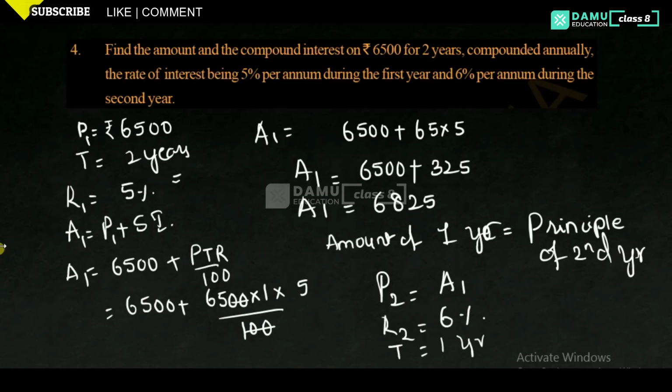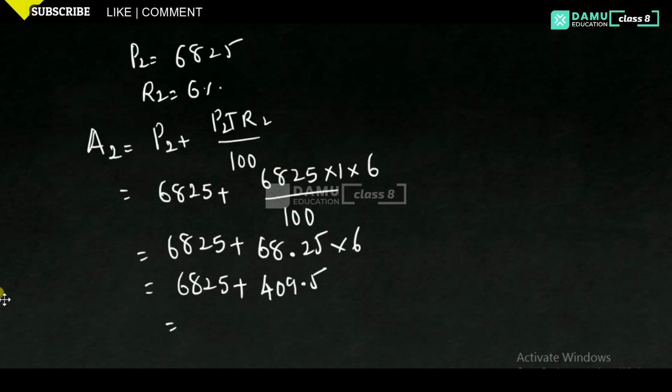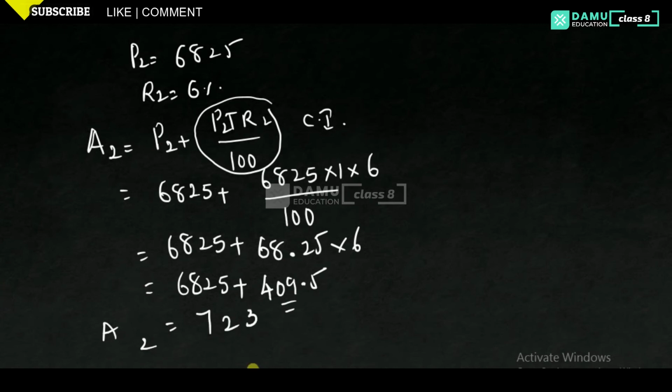We have to find the amount and compound interest. This is the compound interest. The compound interest we got it as 409.5. That one we are going to add to 6,825. So what amount we are getting here is the amount at the second year, 7,234.5. So this is the amount.